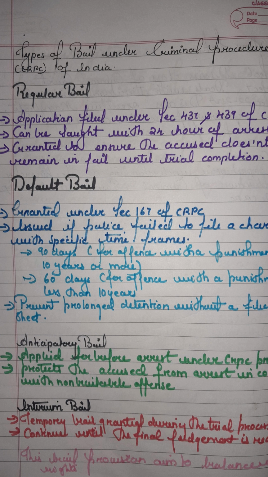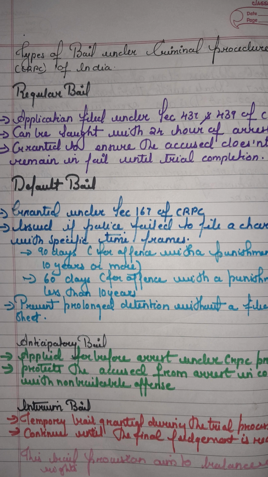Now, the second type of bail is the default bail. It refers to the automatic grant of bail to a person who has been detained in custody for a certain period without their trial being completed, that is, when the statutory period for completion of the investigation or trial has expired. The grant of this bail is under section 167 of CrPC. It is issued if the police fail to file a charge sheet within a specific time frame: 90 days for an offence with a punishment of 10 years or more, and 60 days for an offence with a punishment of less than 10 years.